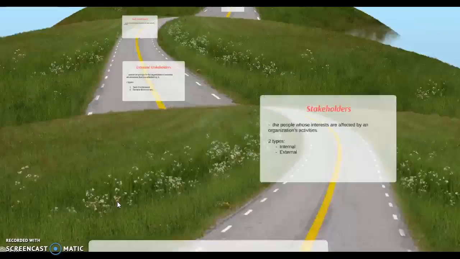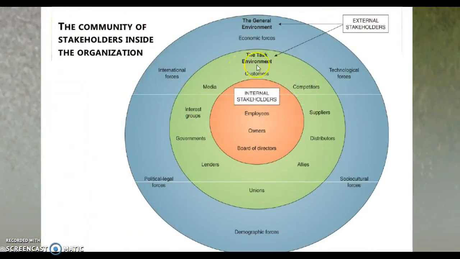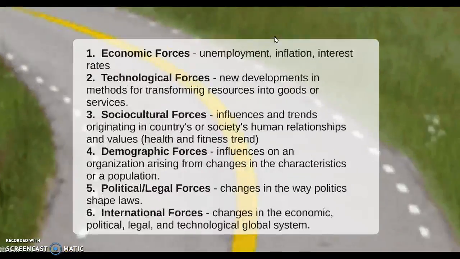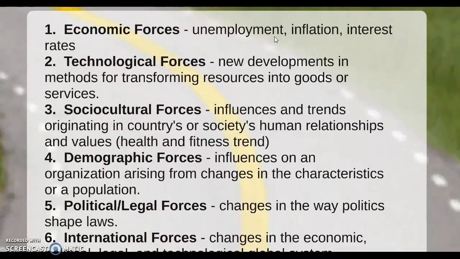The task environment is made up of those external stakeholders that the company is involved with and has an influence on, but who do not directly work within the company. The company can influence and somewhat control them. The general environment are things that affect the company that are basically out of the company's hands. Examples go up here so you can see them: economic forces, technological forces, social culture forces, demographic forces, political legal forces, and international forces. This should have been a review from Tuesday.